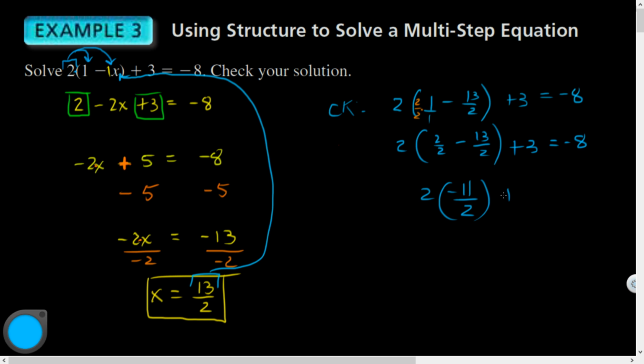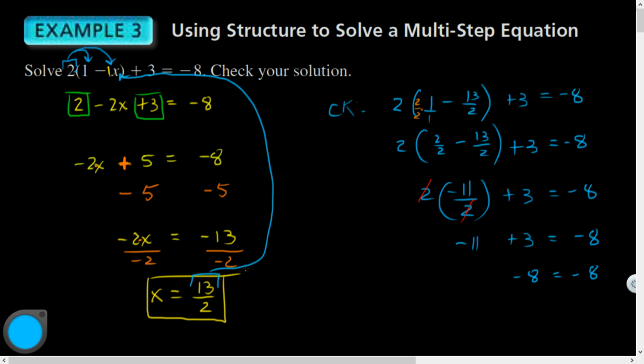So I'd have that. What happens when I multiply? I mean, I had to deal with the fractions for a minute, but does anyone notice something wonderful when multiplying these? Those 2's cancel out. And so I'm going to have negative 11 plus 3 equals negative 8. And negative 11 plus 3 is negative 8.